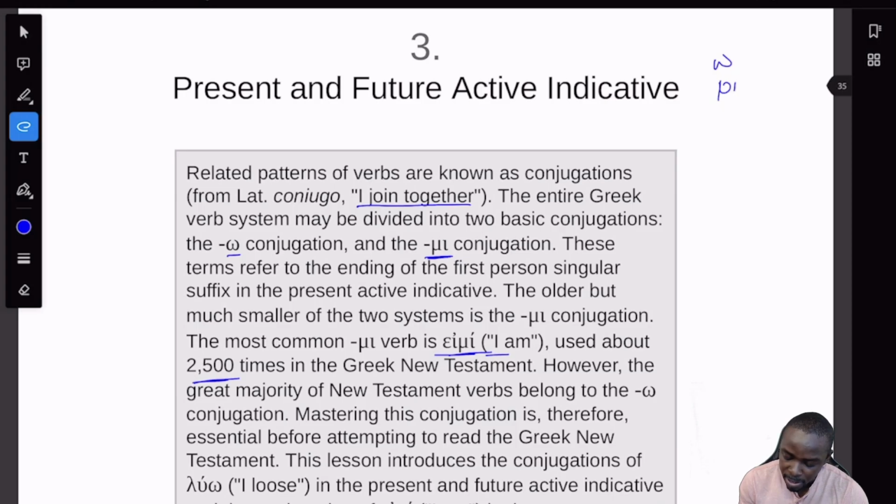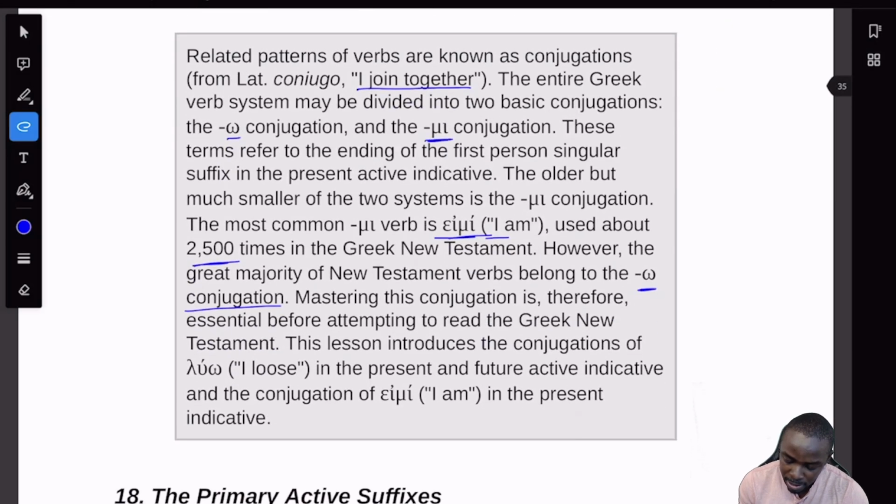However, the great majority of New Testament verbs belong to the omega conjugation. Mastering this conjugation is therefore essential before attempting to read the Greek New Testament. This lesson introduces the conjugations of luo, I loose, in the present and future active indicative, and the conjugation of eimi, I am, in the present indicative. So there are two words that we're going to be introduced to, luo and eimi.